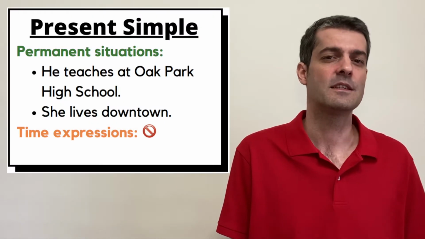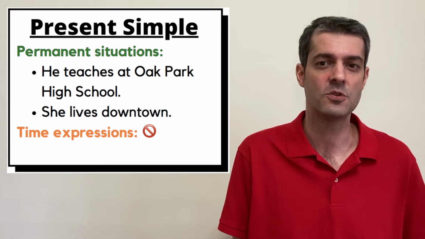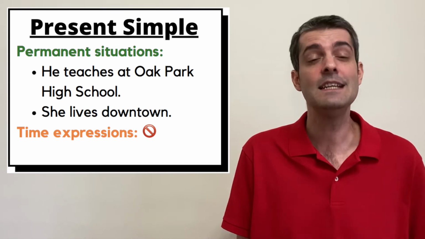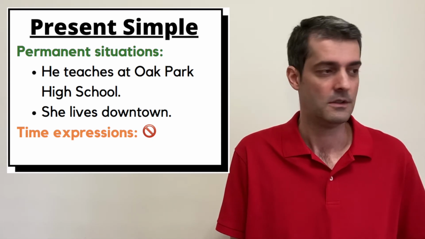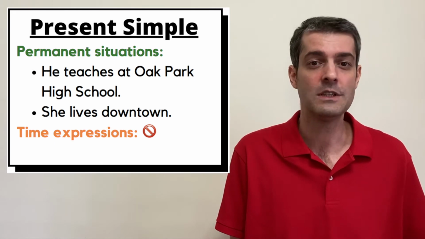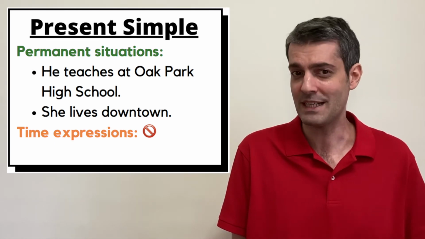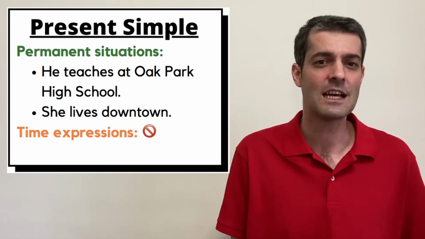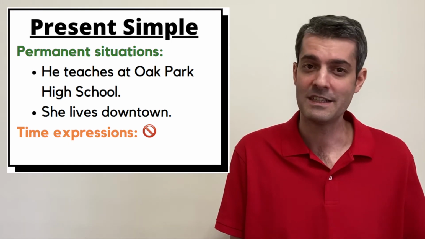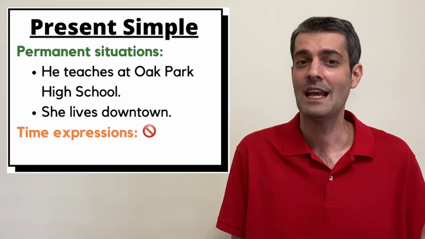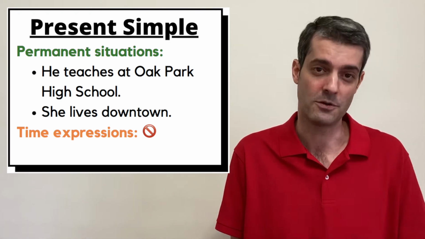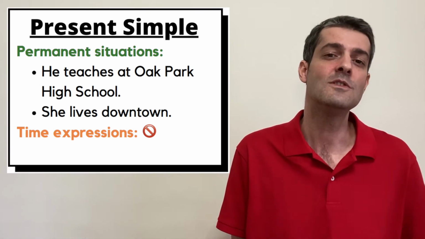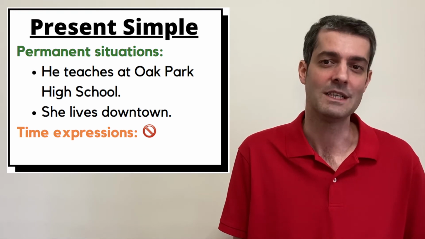We use the present simple tense to talk about permanent situations, like he teaches at Oak Park High School. He's been teaching there for a few years, and he anticipates teaching there for several more years. She lives downtown. She's been living there several years, and she anticipates living there several more years. We don't use time expressions when talking about permanent situations in the present simple tense.